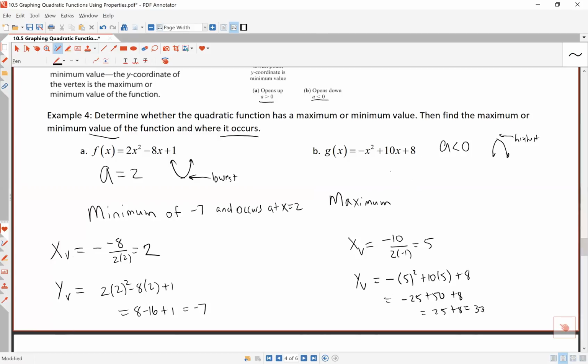We really should say maximum value of 33 at x equal to 5. Minimum value of negative 7 and occurs at x equal to 2. So again, that maximum or minimum value is the y value, and it occurs at the x.